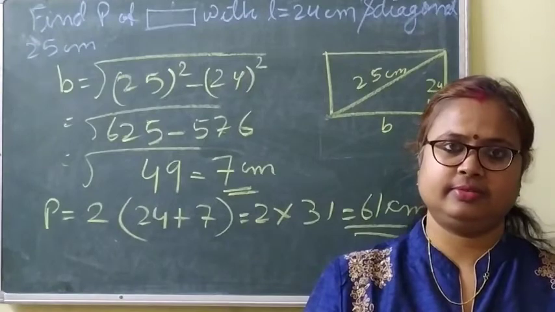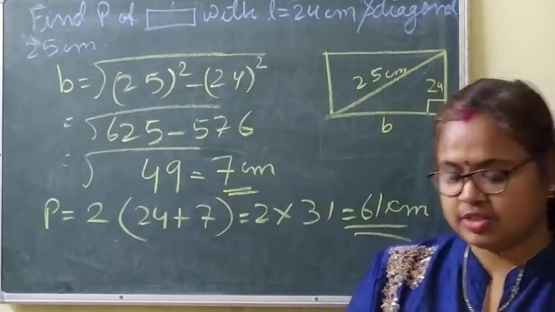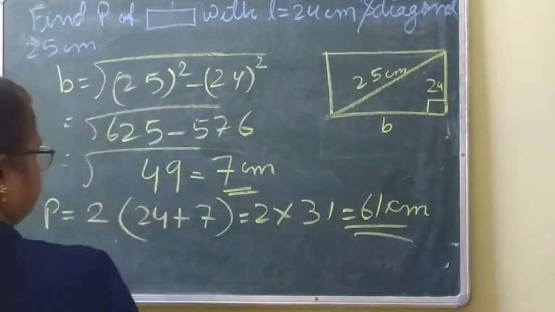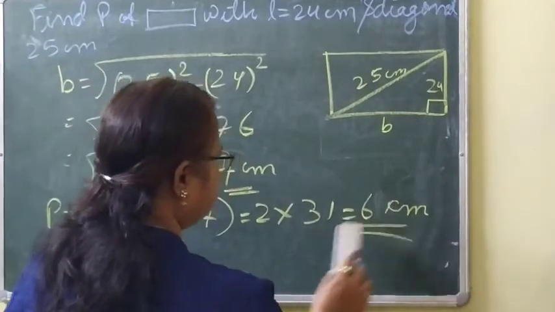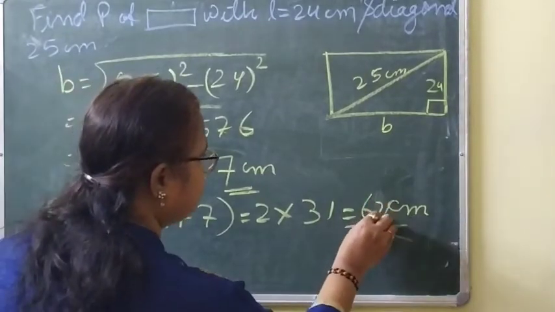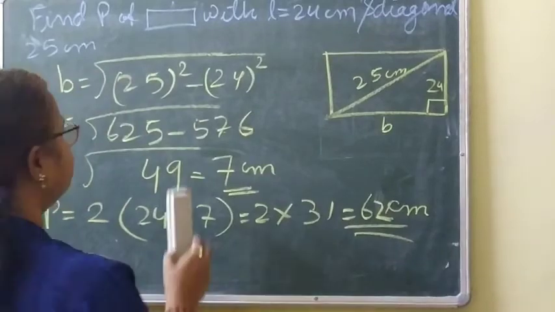Okay, now let's do the next question. Here it will be what? See, this is a mistake. Here 2 ones are 2. So 62 centimeter. Clear?